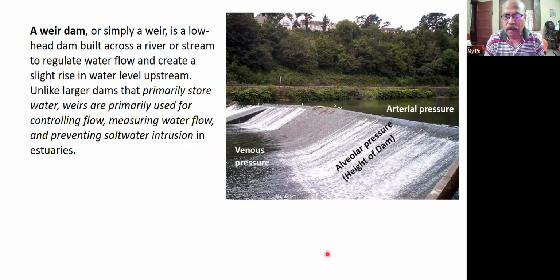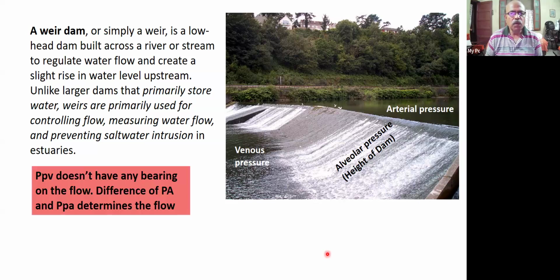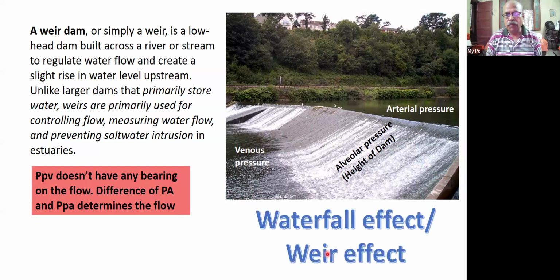So this is the dam that we are talking about in zone 2. The water which is coming up the stream is the arterial pressure. The height of the dam denotes the alveolar pressure, and the venous pressure is lying below. But venous pressure has no bearing on the flow. Only the difference of the alveolar pressure and the arterial pressure determines the flow of blood in this zone 2, and this is called the waterfall effect or the weir effect.